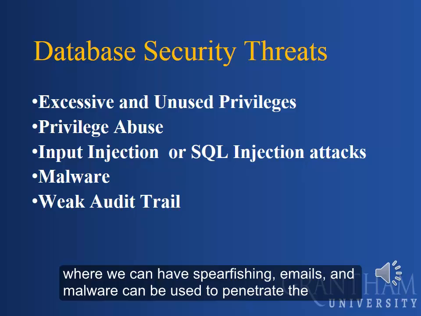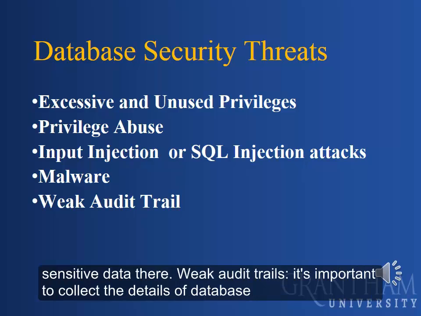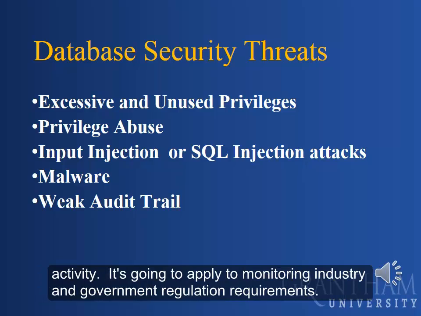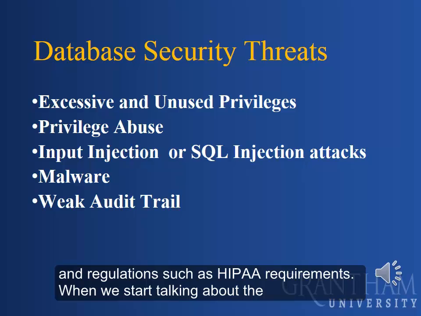When we look at malware, we can have spear phishing emails and malware, and it can be used to penetrate the organization and then steal the sensitive data by allowing access to the network or sensitive data there. Weak audit trails: it's important to collect detailed audit records of database activity. It's going to apply to monitoring for industry and government regulation requirements. An example would be to protect against accounting errors or incorrect or fraudulent practices, and regulations such as HIPAA requirements.